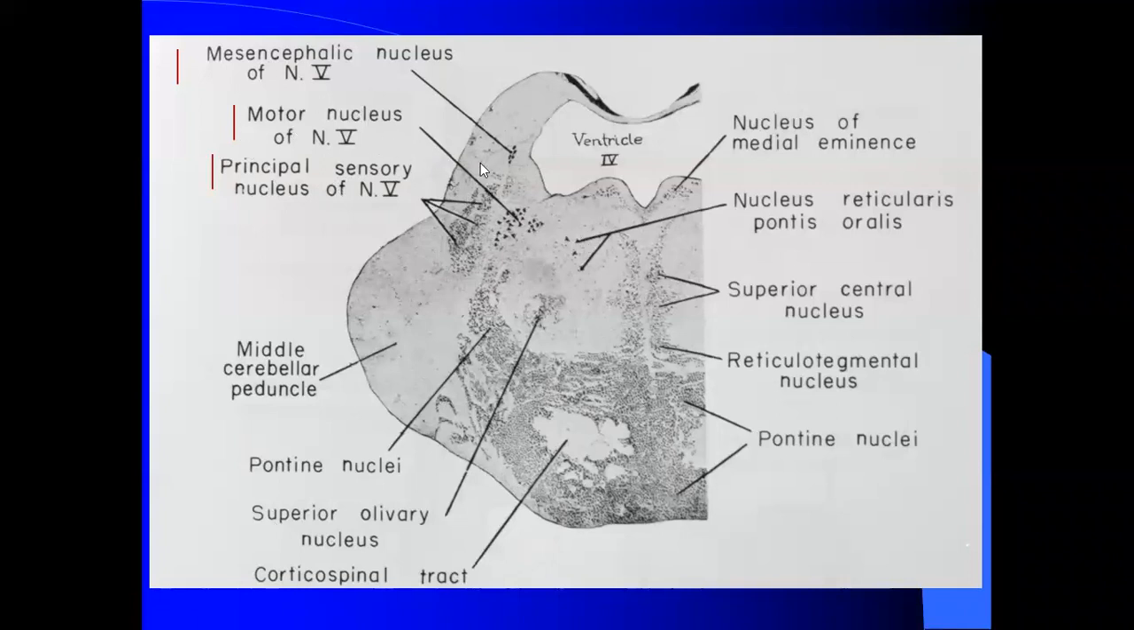Here are the motor nuclei. At higher mag, they would look like anterior horn cells. And here's the tip of the mesencephalic nucleus. This will go up from here. So this is the caudal tip of the mesencephalic nucleus. Okay.